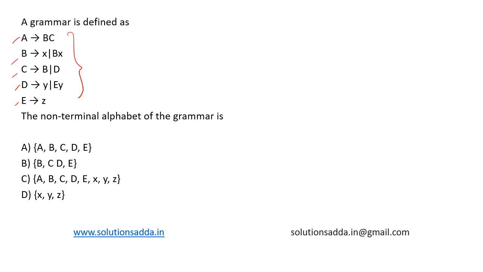Here, all the non-terminals are present on the left-hand side of the production. Yes, using A, we can derive BC. Using B, we can derive X or BX. Using C, we can derive B or D. Using D, we can derive Y or EY. Using E, we can derive Z. So, A, B, C, D, E, all are non-terminals. So, A, B, C, D, E. Option A is the correct answer.